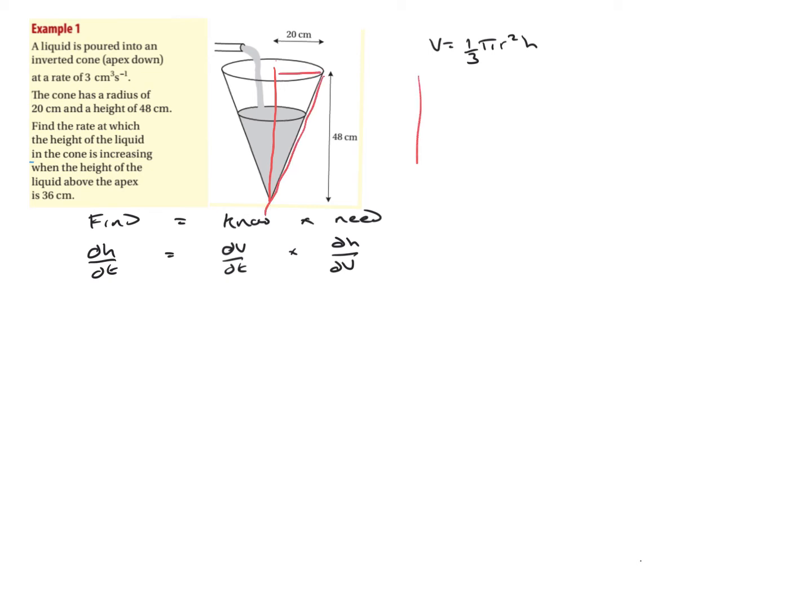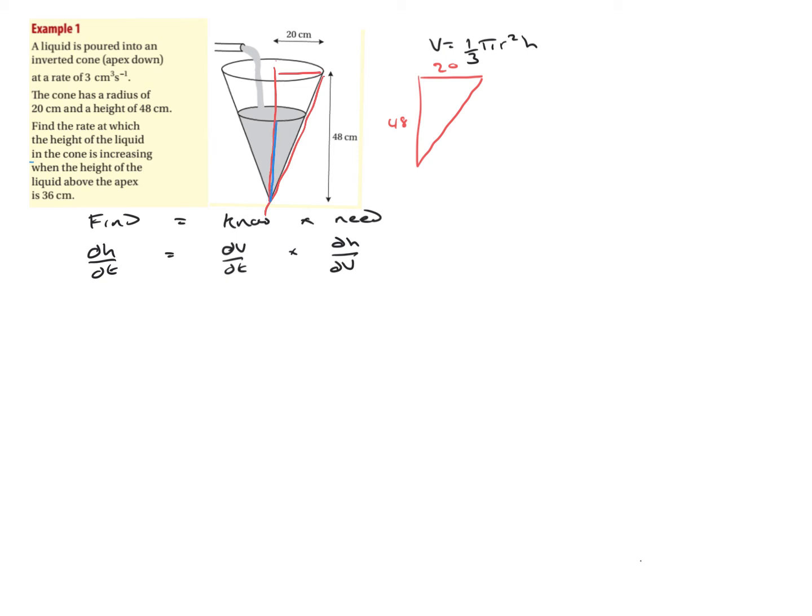So what we end up with is this as my red triangle. I know this is 20. I know that this is 48. And then hopefully you can see there's a smaller triangle in here. I'm just going to do that in blue on the actual video here.